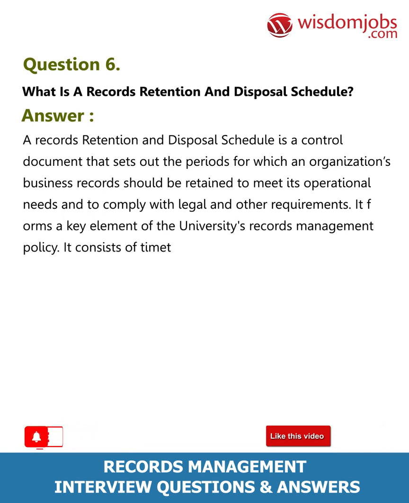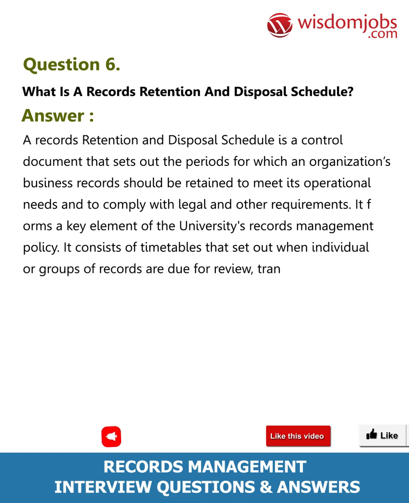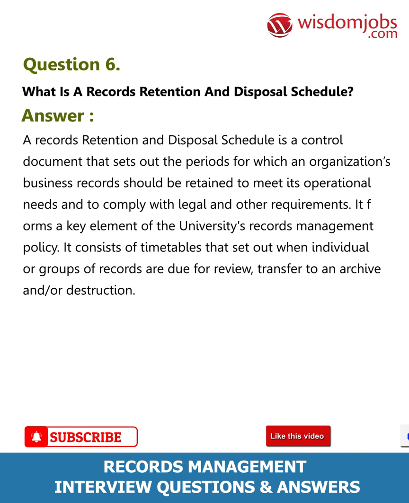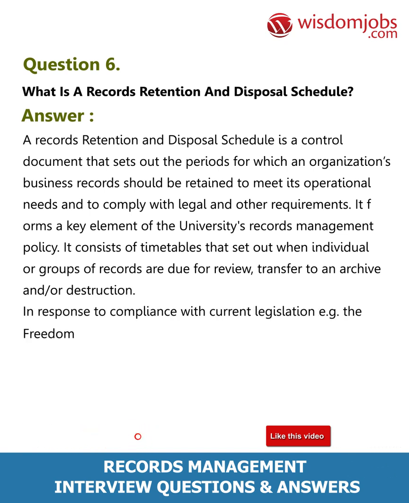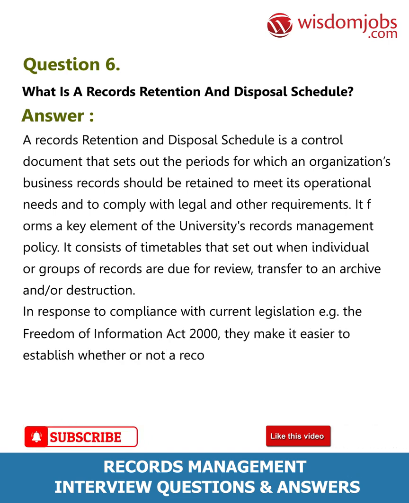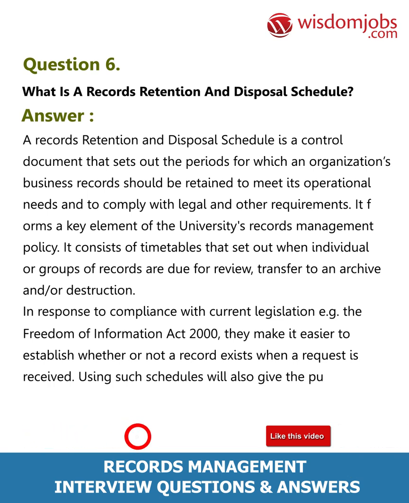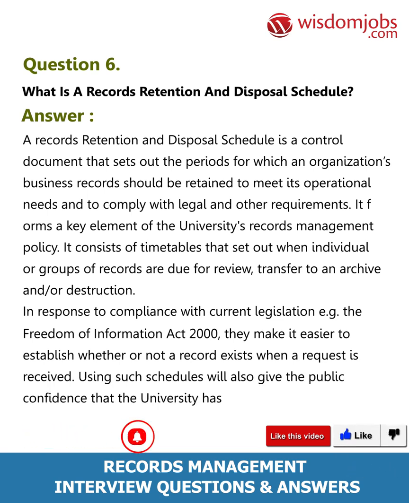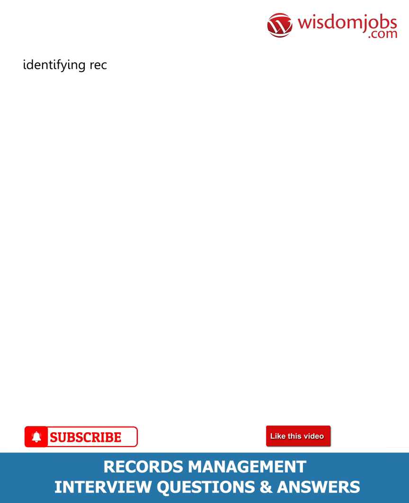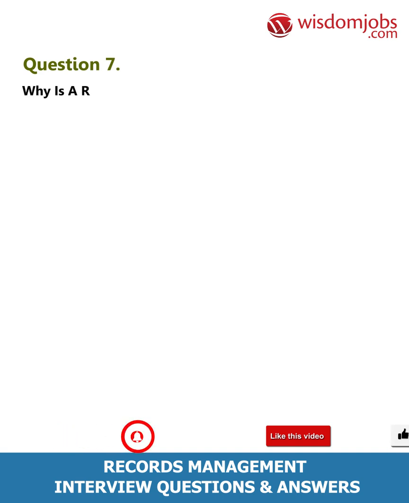It consists of timetables that set out when individual or groups of records are due for review, transfer to an archive, and/or destruction. In response to compliance with current legislation, for example the Freedom of Information Act 2000, they make it easier to establish whether or not a record exists when a request is received. Using such schedules will also give the public confidence that the university has adequate procedures for identifying records that have been requested.